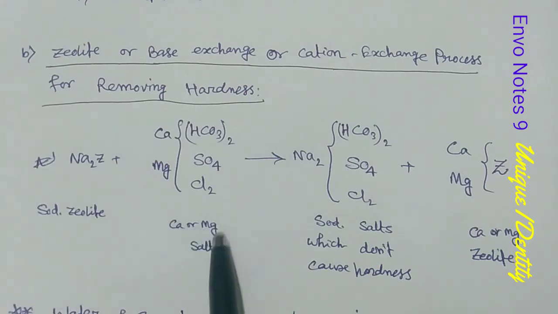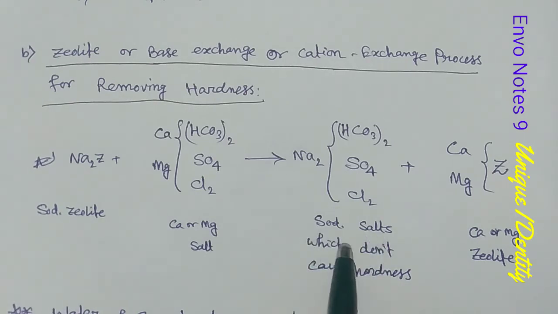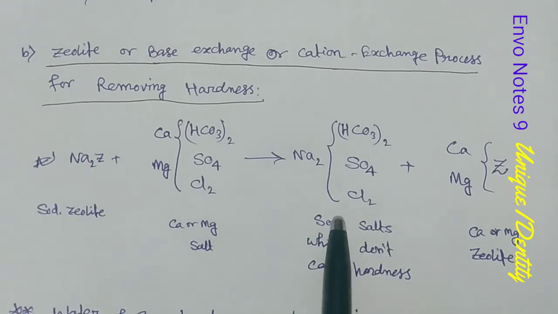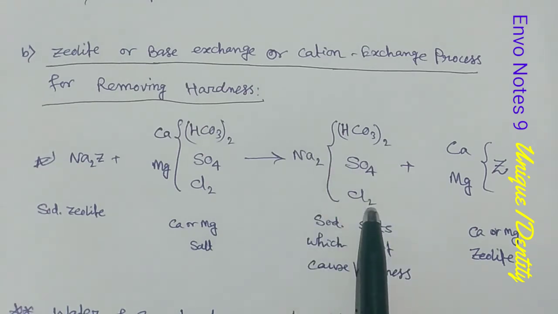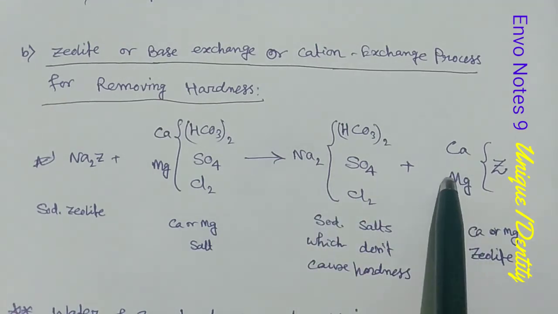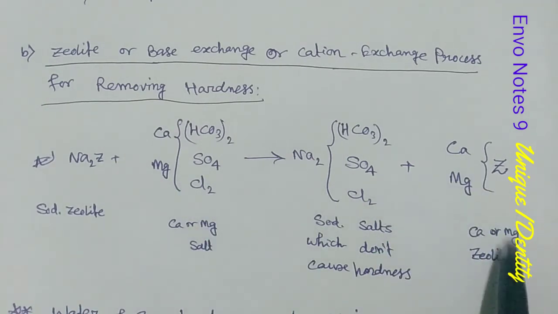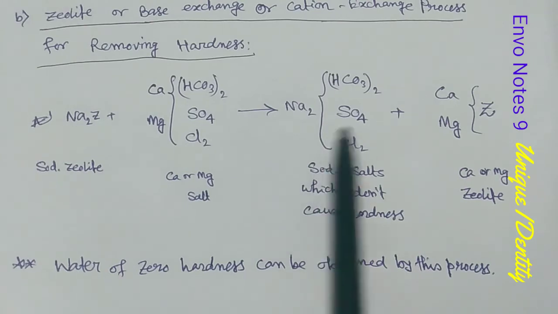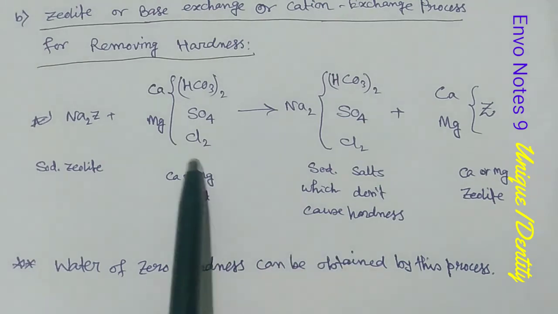So sodium zeolite plus calcium or magnesium salt produces sodium salt which cannot cause hardness. That means hardness is being removed. Na2HCO3, Na2SO4 or 2NaCl. And it replaces calcium and magnesium ion of zeolite and produces calcium or magnesium zeolite. So ultimately this permanent hardness is being removed. Mind it that water of zero hardness can be obtained by this process.